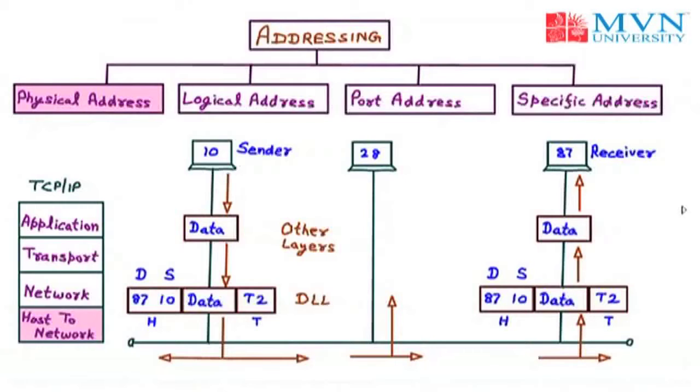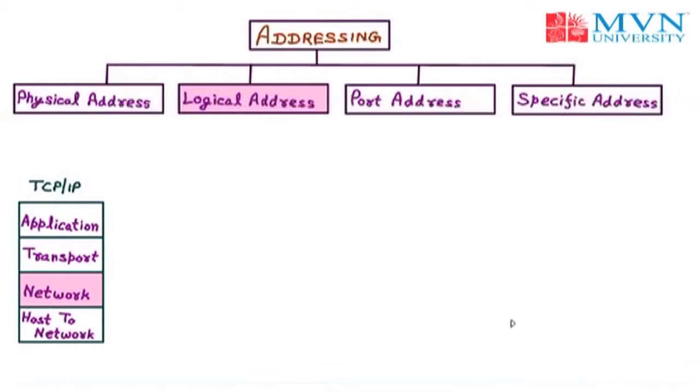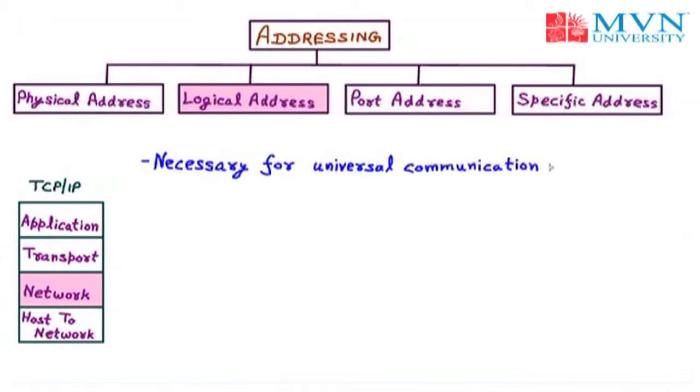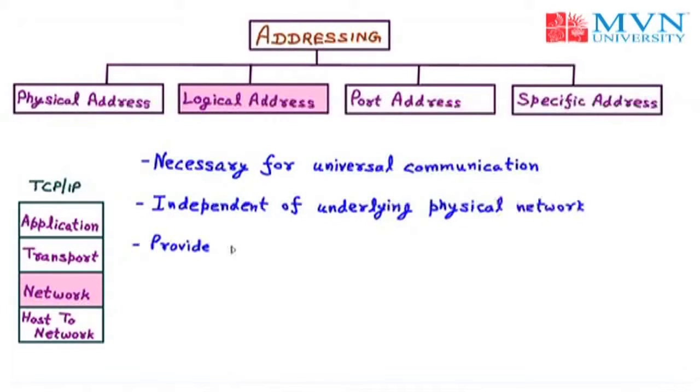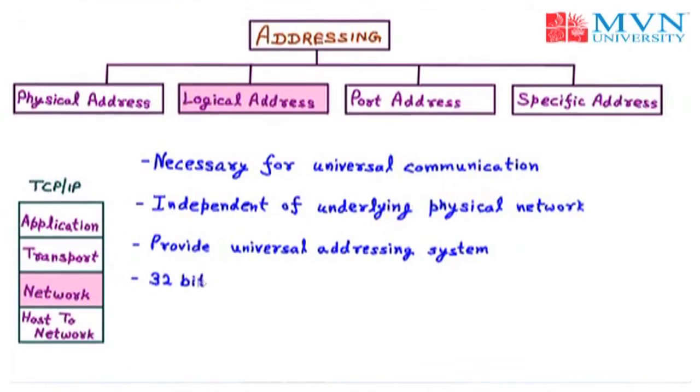Now the next one we have is the logical address. Now we will discuss the logical address, which is a part of the network layer. Well, the logical address is necessary for universal communication. Also, the logical address is independent of the underlying architecture as well as the physical network. The logical address also provides a universal addressing system that is very unique. Well, all the logical addresses are of 32 bits.